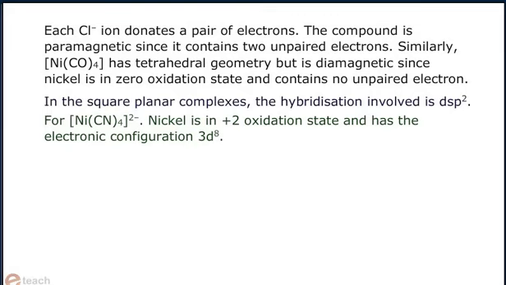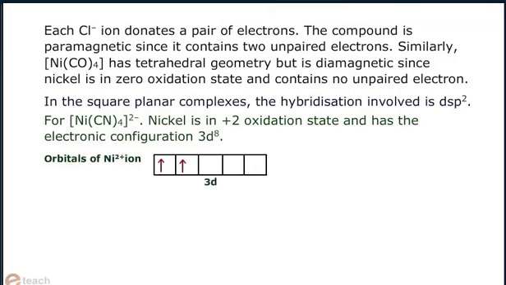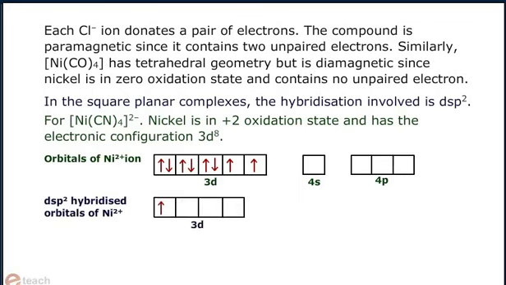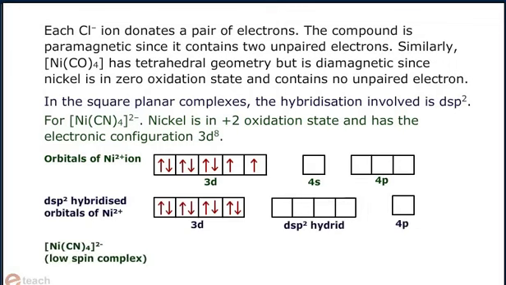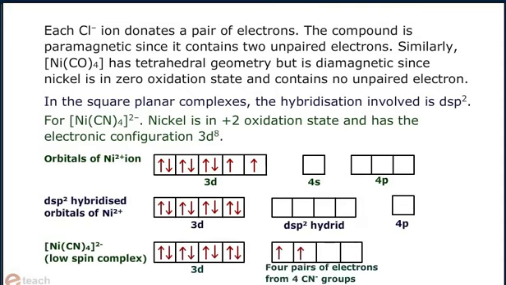For [Ni(CN)4]2-, nickel is in +2 oxidation state and has electronic configuration 3d8. You can see orbitals of Ni2+ ions with 3d8 4s0 and 4p0 configuration. The dsp2 hybridized orbital of Ni2+ has 4 hybridized orbitals of dsp2. Now the [Ni(CN)4]2- low spin complex is shown with 3d8 configuration and 4 pairs of electrons from 4 CN- groups.